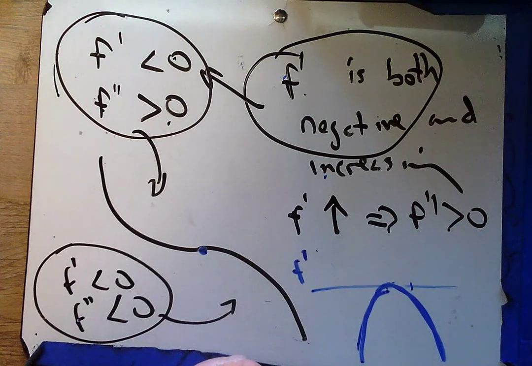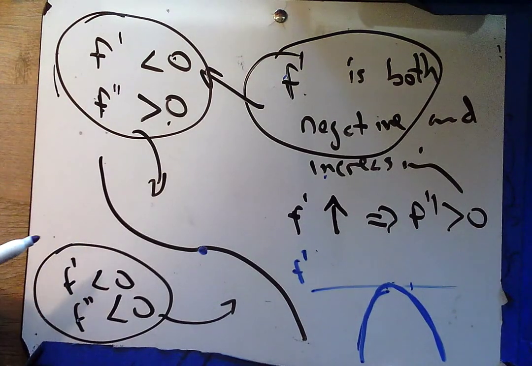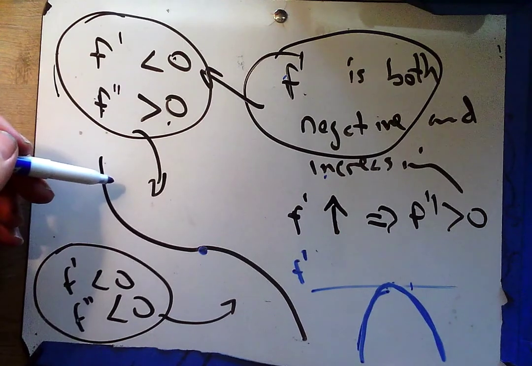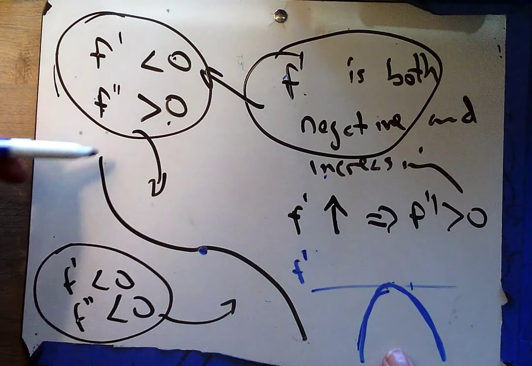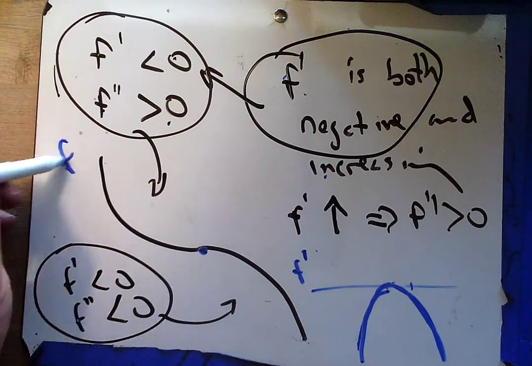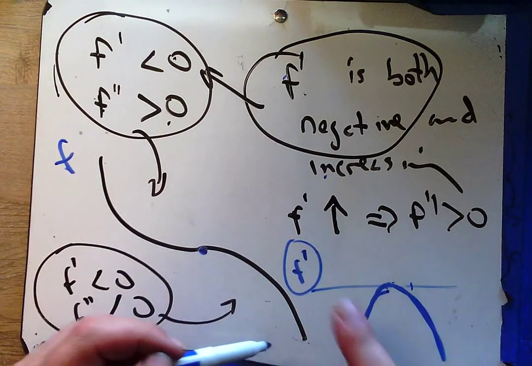I think that's it. No, because I got concave down, I got concave up. This is F prime. F prime is F. No, we're looking. Oh, that's F. This is F. This is F prime. Okay. Negative, negative, negative. Yes, yes, yes.